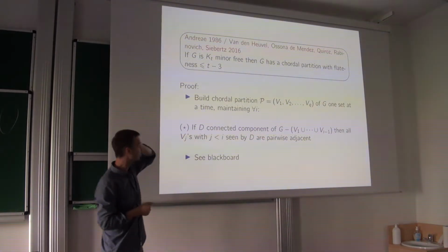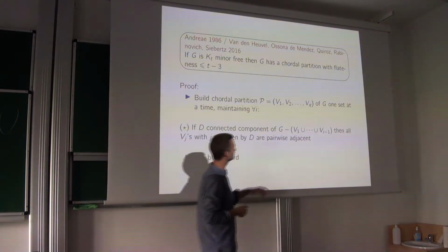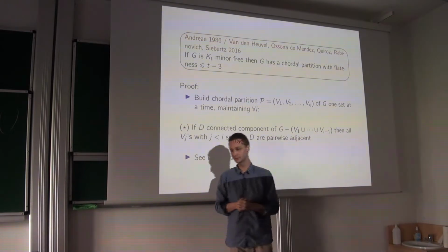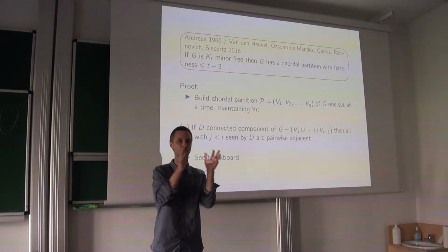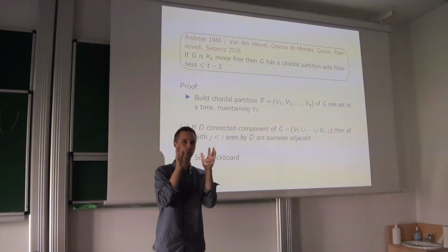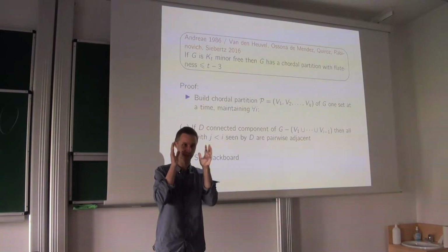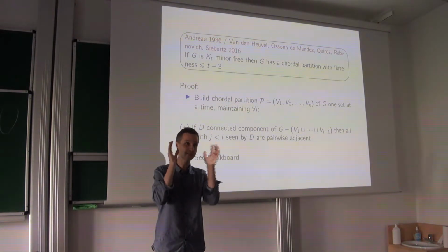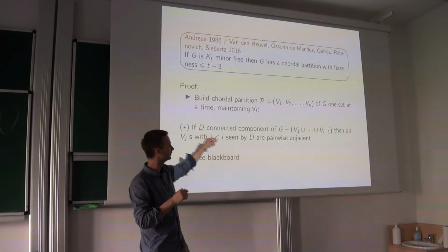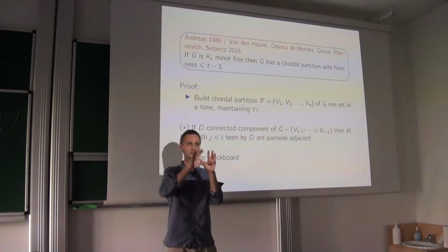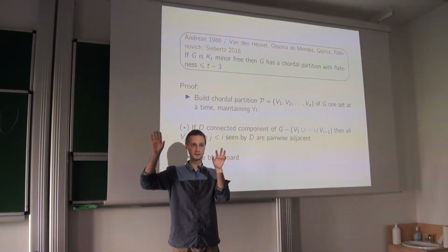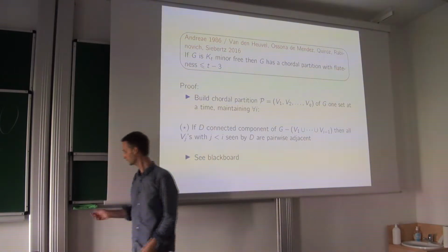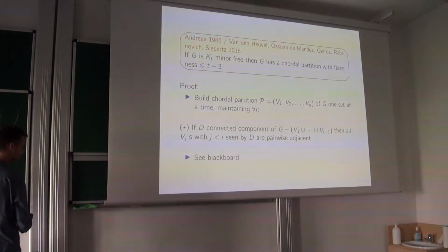So what is this star property? Look at some time step, some graph at step i, where I remove V_1 up to V_{i-1}. What we want there is that if you look at that graph and you look at any connected component D of that graph, and at the V_j's that are already defined that your connected component sees, then these V_j's should be pairwise adjacent. Let me illustrate this.